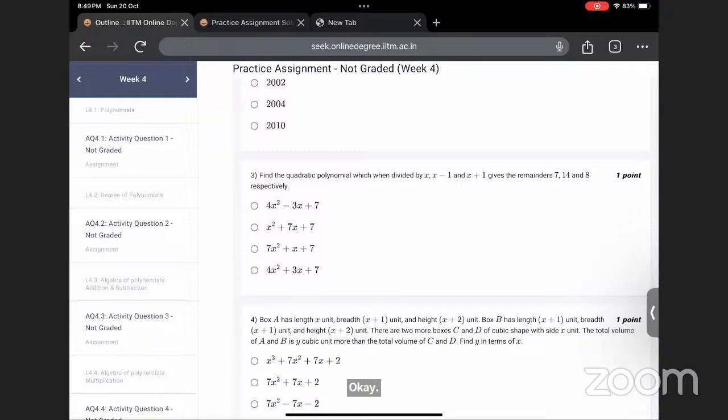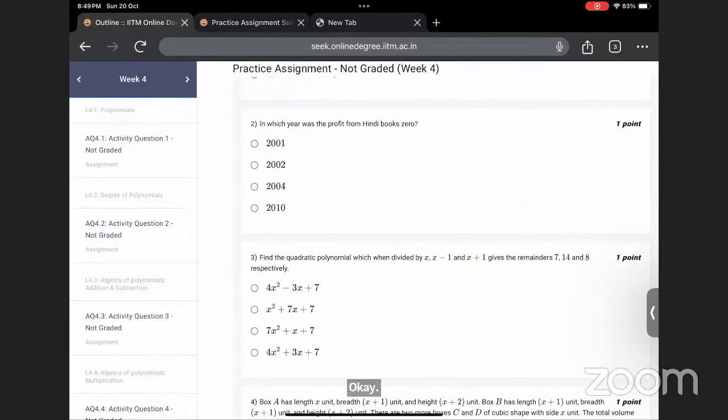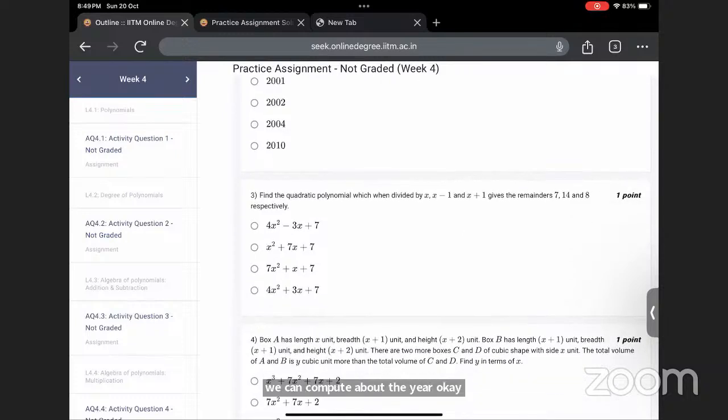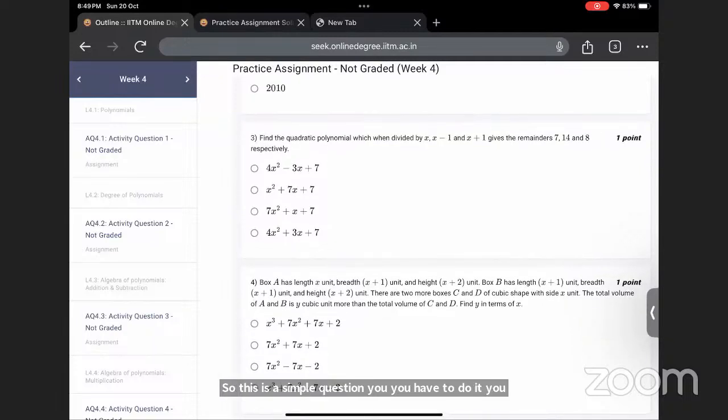Ma'am, can you explain the second question? The second question is: in which year was the profit from Hindi books 0? If we have the profit equation, we just have to equate it with 0. Then we can compute the year. So this is a simple question. You can do it, no problem in this. Okay. So what about the Y-intercept, ma'am?